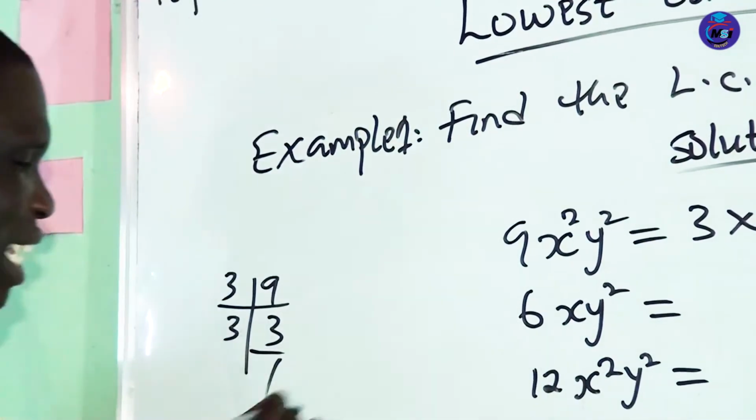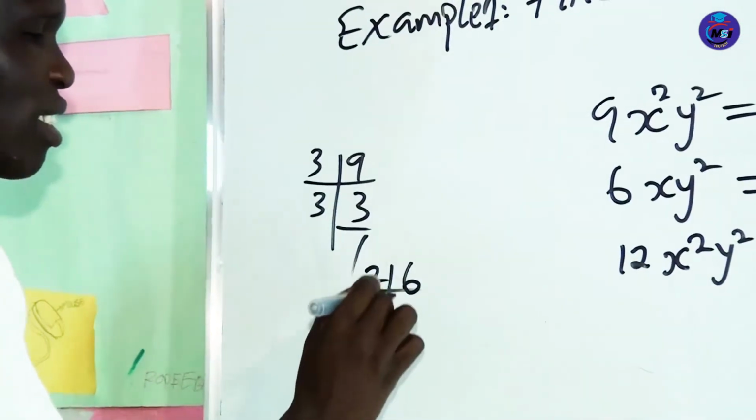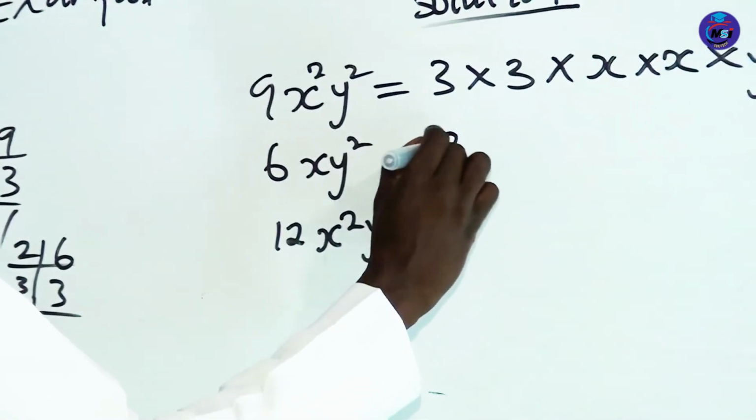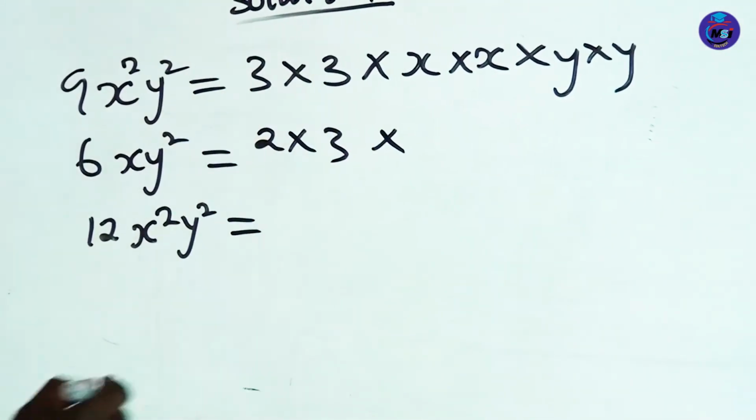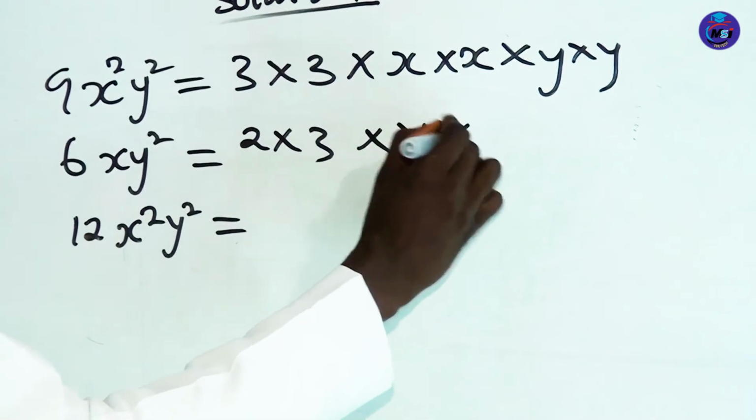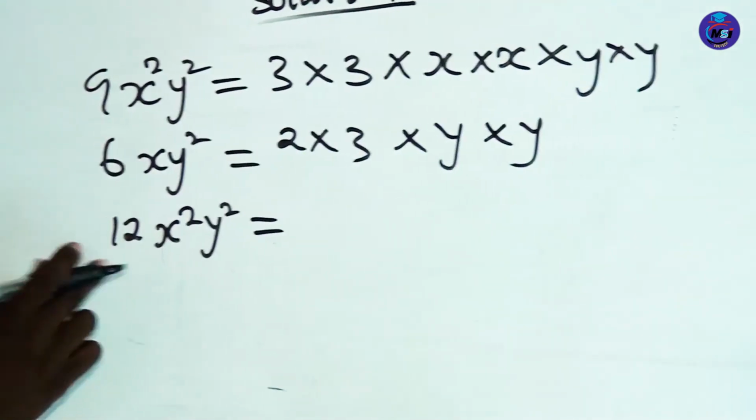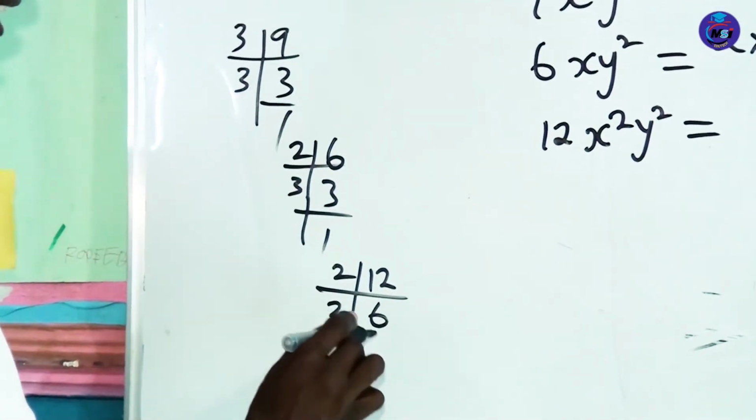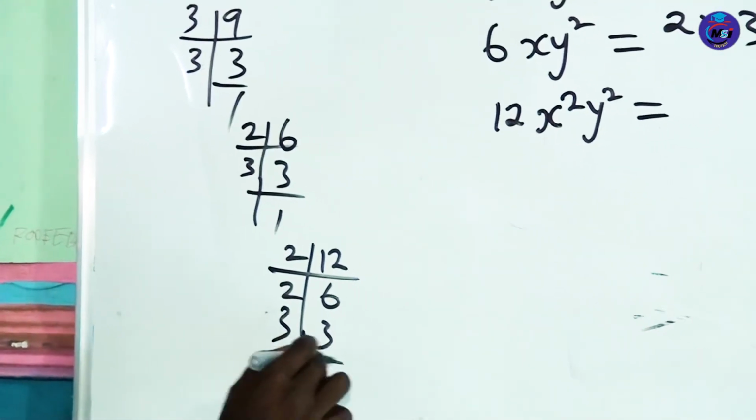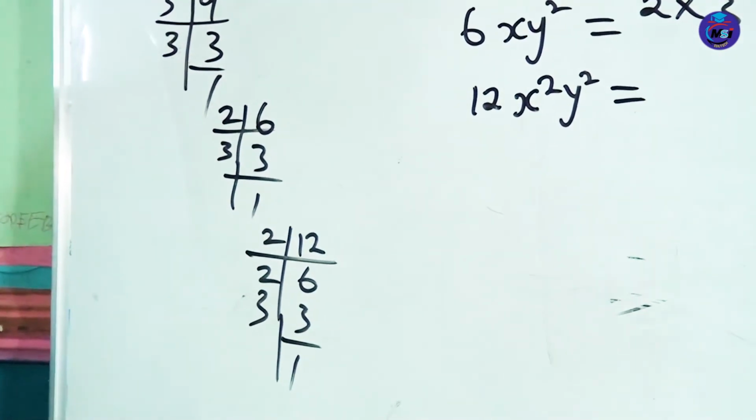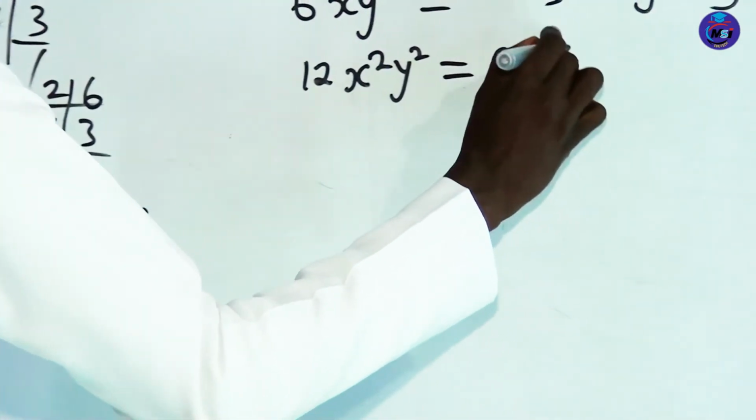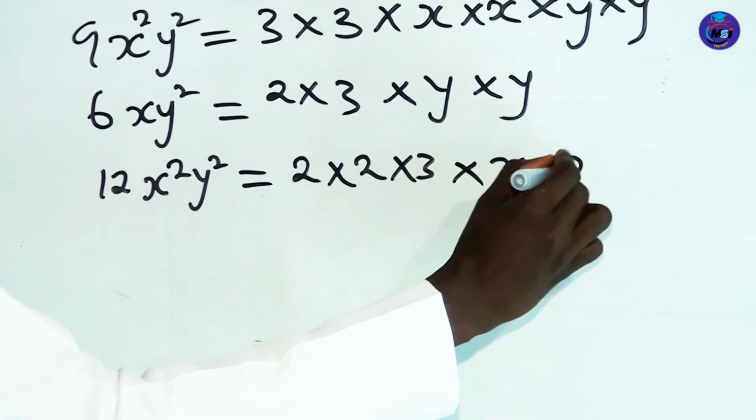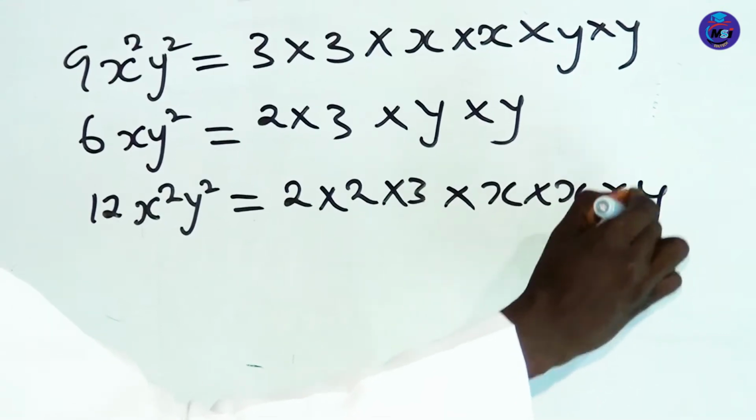Okay. Now pick 6. 6 is here. 2 and 6, 3. 3 and 3 will give us 1. We have 2 times 3 times y squared, which means y times y. Okay, pick 12. 2 in 12, 6. 2 in 6, 3. 3 in 3, 1. 2 times 2, 4. 4 times 3, 12. 2 times 2 times 3. X squared means x times x. Y squared means y times y.